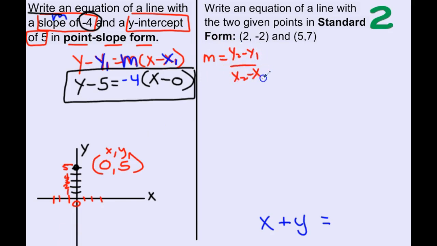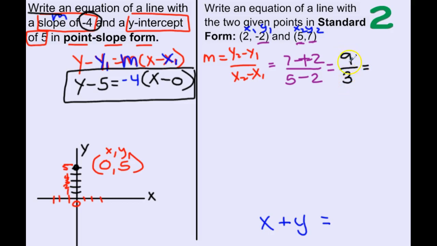I'm copying it down. If you don't need to, that's fine. So here we have x, y first point, x, y second point, and I'm going to plug these numbers in. y2 minus y1, we have 7 minus y1, which is a -2. Those make a positive. Then on the bottom, x2, which is 5, right here, minus x1, which is 2. So 7 plus 2 is 9. 5 minus 2 is 3.